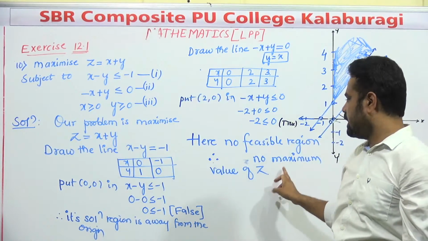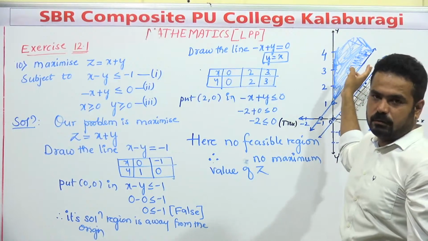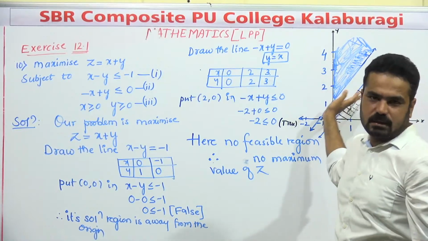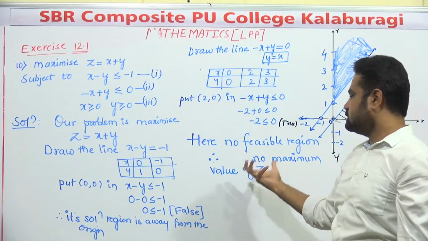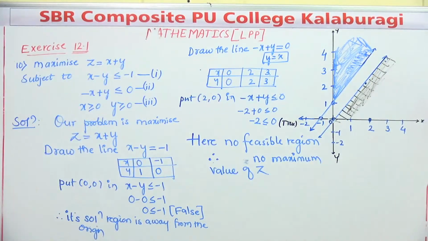Clear why we are not getting a maximum value? Because here we don't have any common region. We don't have any feasible region. Therefore, Z has no maximum value. And this is your exercise 2.1.